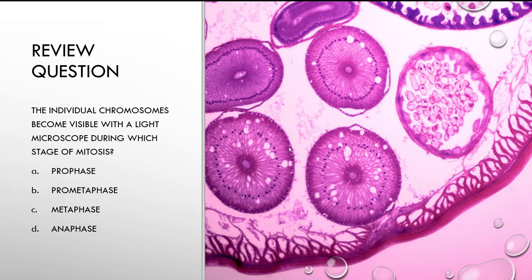And then we have, the individual chromosomes become visible with a light microscope during which stage of mitosis? Is it prophase, prometaphase, metaphase, or anaphase? So when do individual chromosomes first become visible with a light microscope? If you said prophase, I would agree with you. So they continue to condense during prometaphase, but they first start condensing and become visible during prophase.